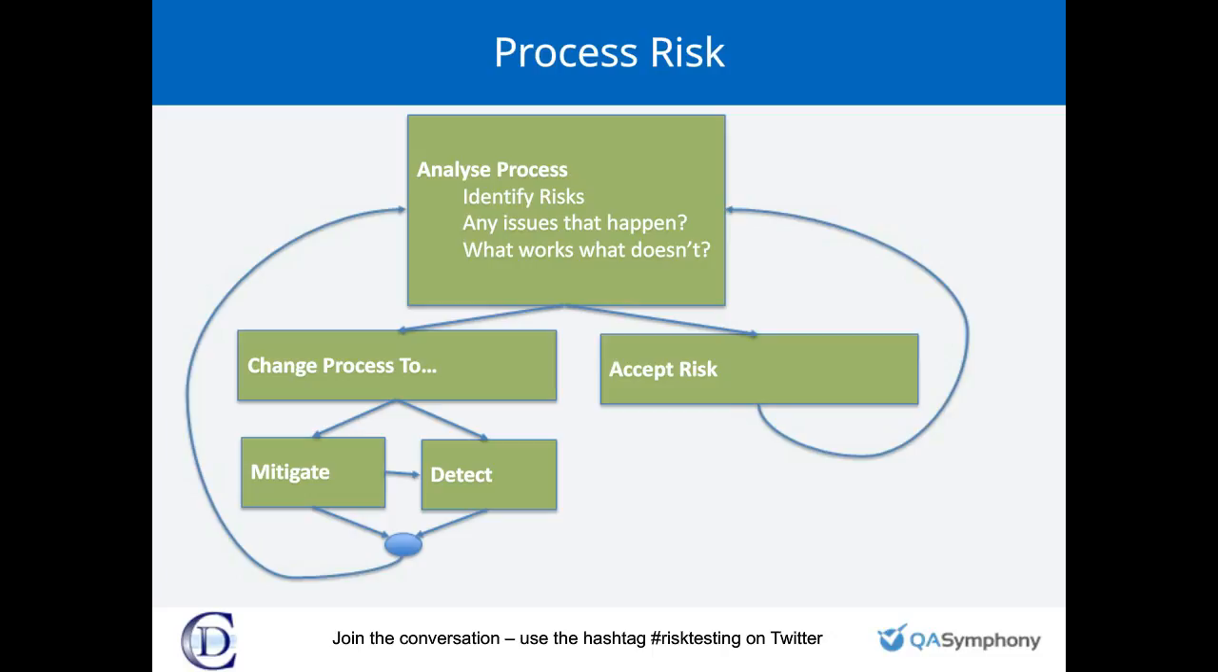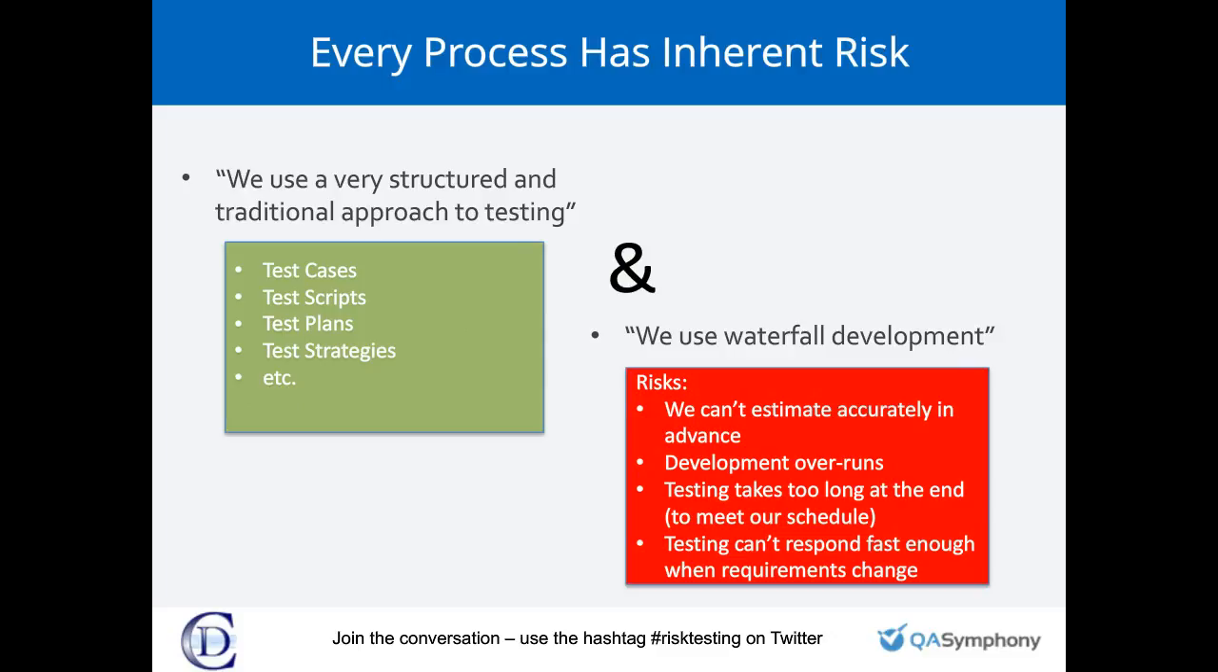So essentially with process risk, we have to analyze the process, see if there's any risks that we can find. And the easiest way of identifying risks in a process is seeing what issues they have. Because if something sometimes goes wrong and sometimes doesn't, it's probably because there's a risk that hasn't been addressed. Then we can change our process to mitigate that risk or detect it so we can report on it, or just accept it. And if we accept risk, it's important to tell people that we have accepted the risk so that they understand what problems are likely to occur.